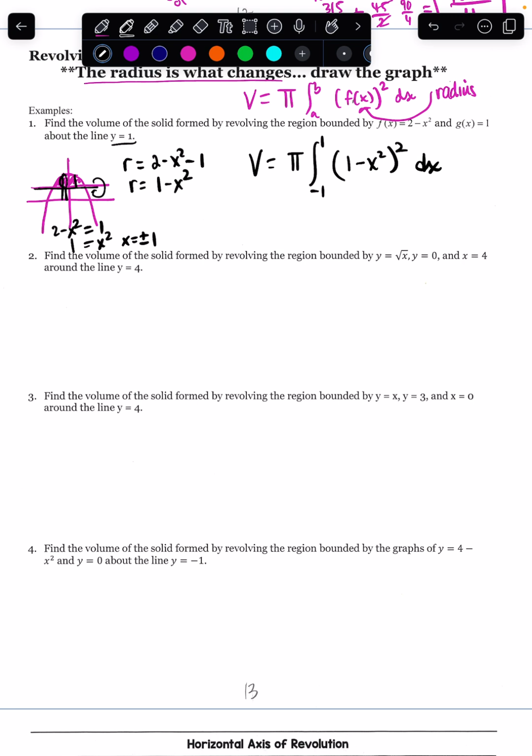Okay, number 2. I'm just going to do the setup on these. My answer key will be done out and posted on Schoology. I'm just teaching you the setup right now. Okay, all right, the next one.